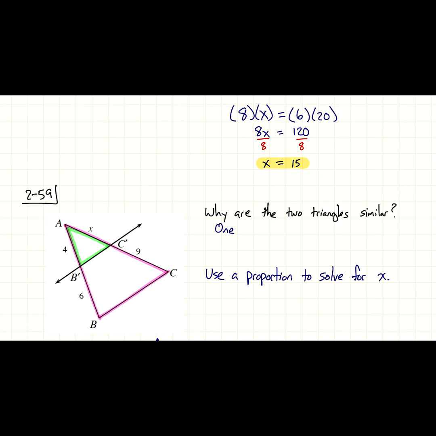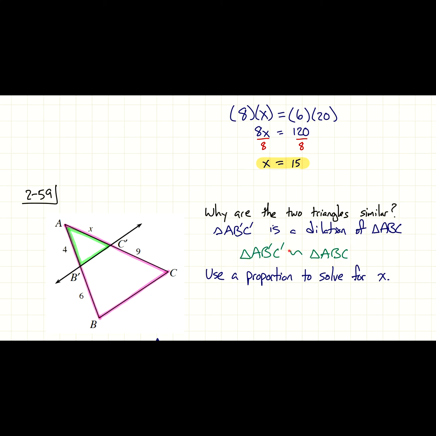Let me write this better. Triangle A, B prime, C prime is a dilation of triangle ABC. That pretty much means we could say triangle A, B prime, C prime is similar to triangle ABC.